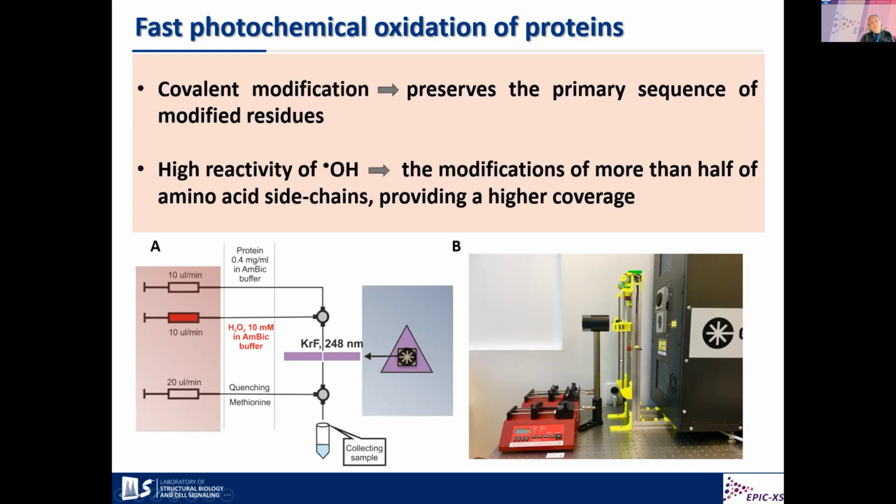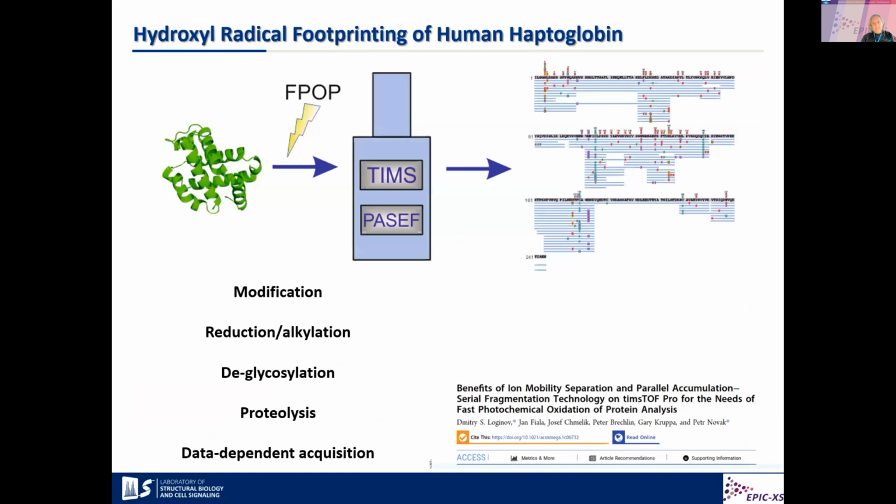In reality, the whole setup might look like this: you have three syringe pumps and a holder with a few silica capillaries whose polyimide coating has been burned off, making them transmissible for UV light at the wavelength of 248 nanometers.